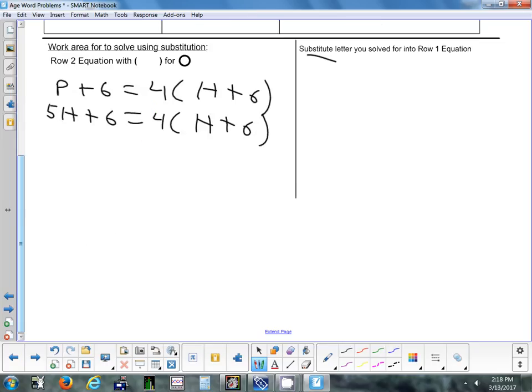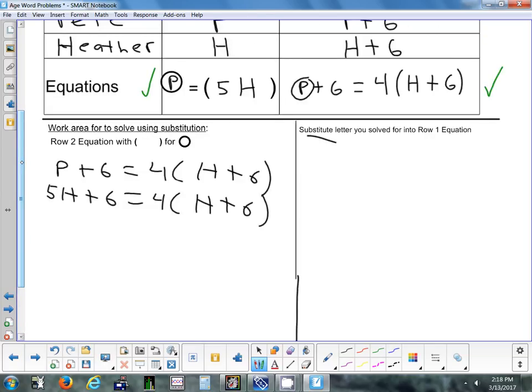All right, somebody tell me my first step on the right-hand side. Distribute. What's going to happen on the left? Stays the same.